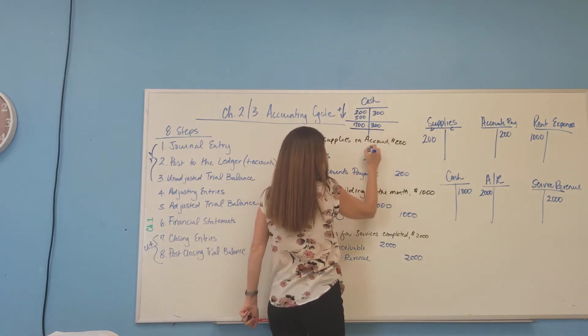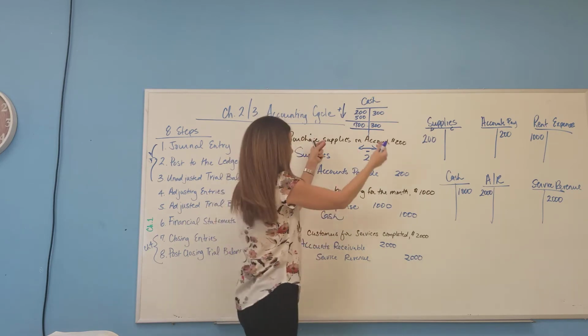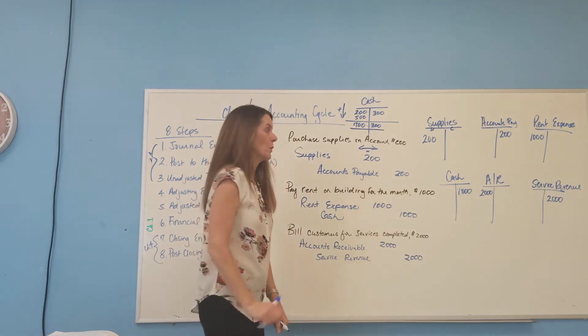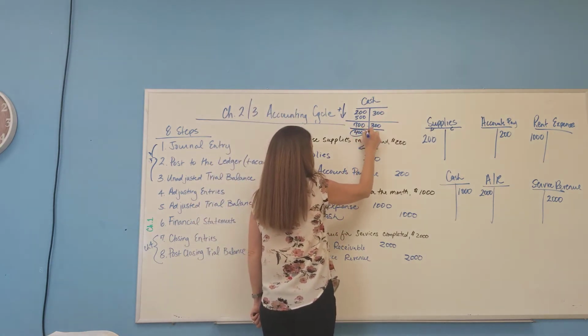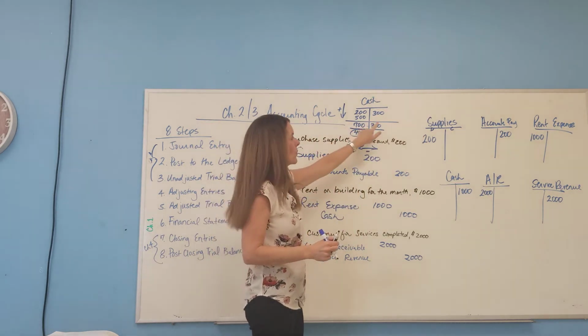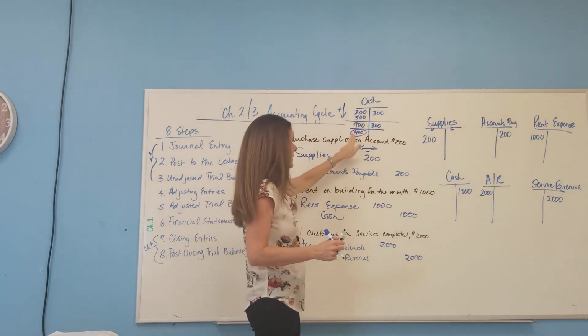Now when I go this way, I'm going to subtract, okay? So I'm going to take the difference between 700 and 300. The difference between 700 and 300 is 400. I'm going to put that on the side that had the highest number to begin with. The highest side was the 700. 700 is more than 300. So the remaining amount, the 400, goes on the debit side, okay?